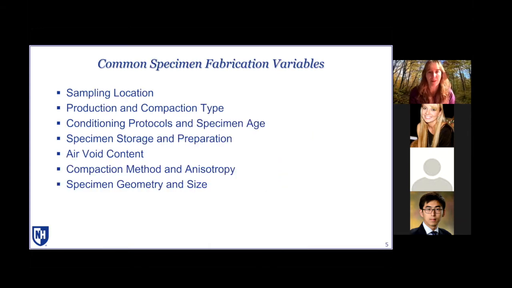Some of the common specimen fabrication variables that we were looking at include sampling location, both production and compaction type, conditioning protocols and specimen age, how specimens are stored and prepared, density or air void content, compaction methodology and anisotropy, and also general information on specimen size and geometry. So we're really talking about fabrication from the point at which the material is produced to the point at which you have an instrumented test specimen that is ready to put into the equipment for testing.